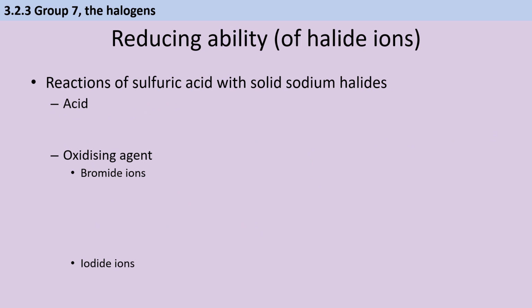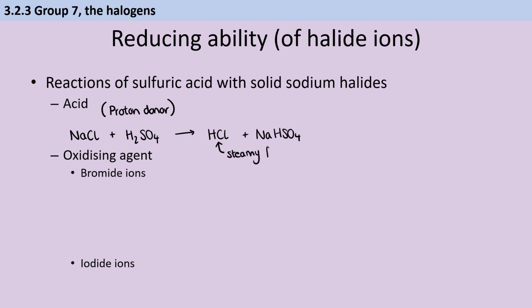When sulfuric acid reacts with solid sodium halides, it can perform two different roles. Firstly, it acts as a proton donor or an acid. So if we have some sodium chloride reacting with sulfuric acid, we make steamy white fumes of hydrogen chloride and also some sodium hydrogen sulfate. And this process will happen for any of the halides, and they're all just functioning as bases.